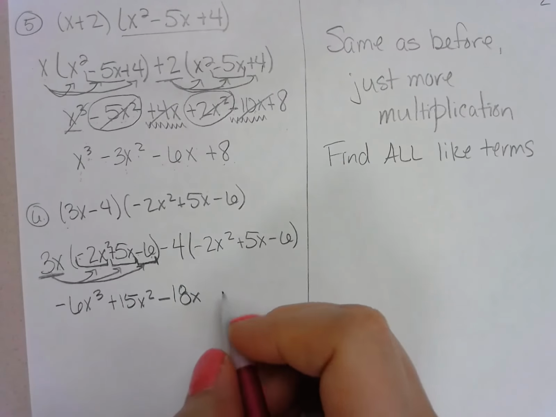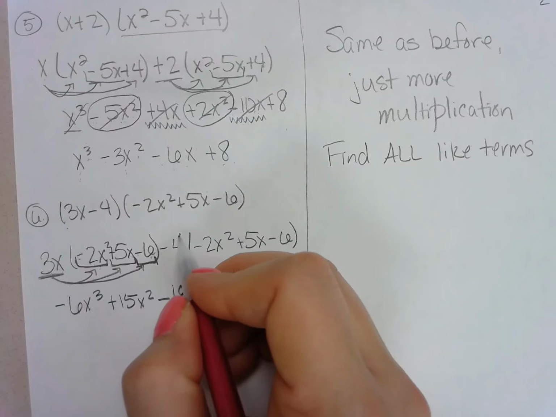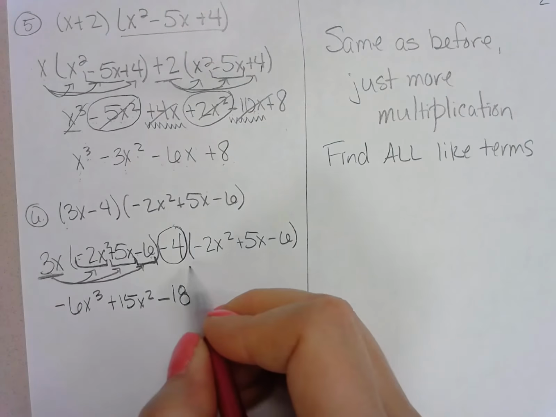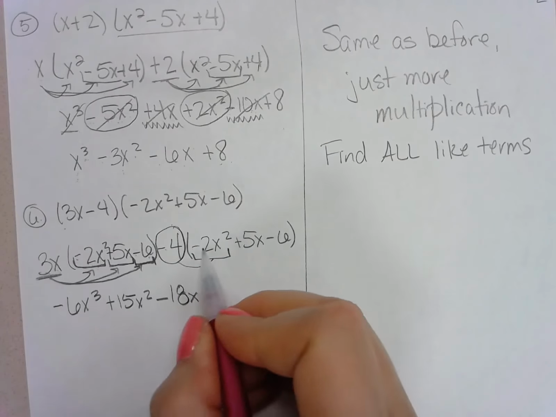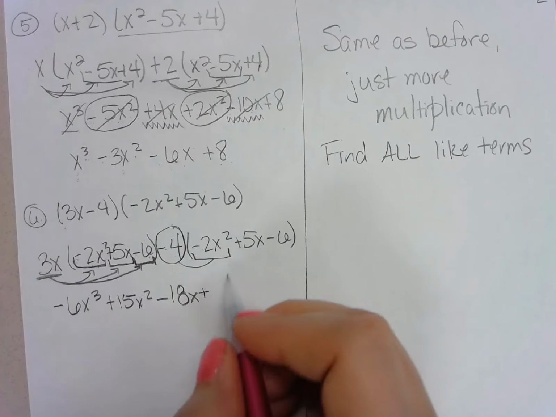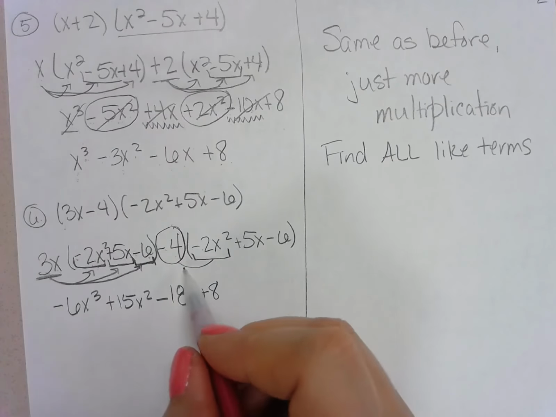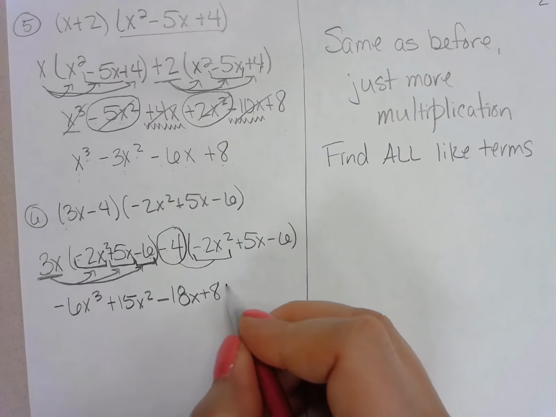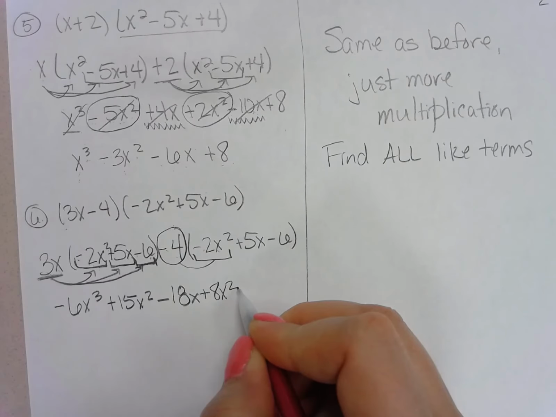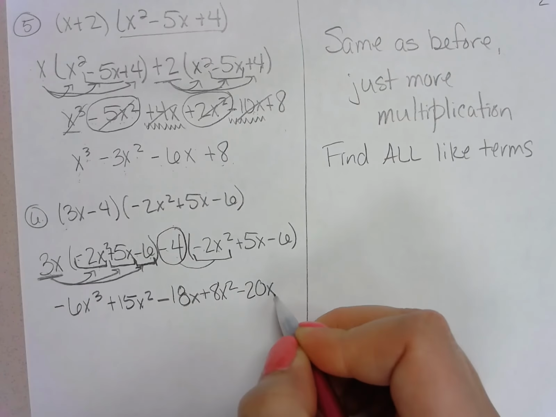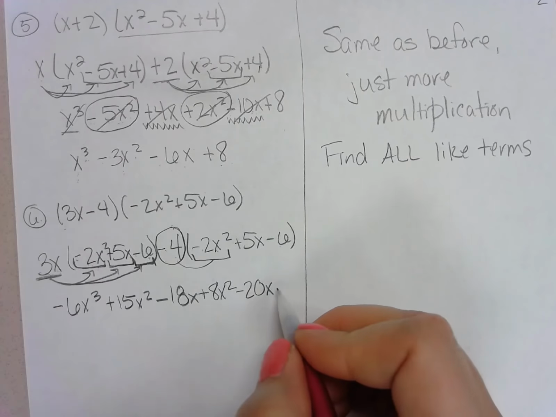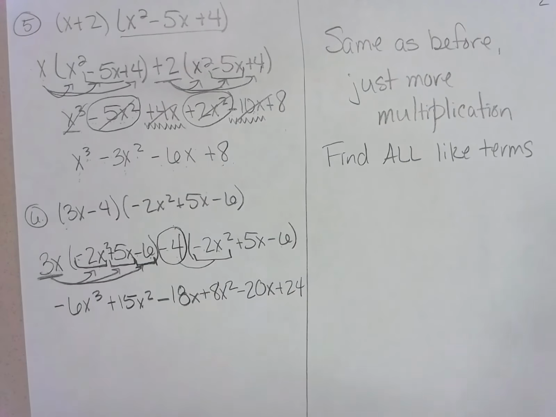And then the same thing for the second half of the problem. This is a negative 4. Negative 4 times 2x squared, a negative times a negative is a positive. 4 times 2 is 8. And there's an x squared here, so there needs to be an x squared in my answer. And then negative 4 times positive 5x is negative 20x. And negative 4 times negative 6 is positive 24. So that's got all of our multiplication done.